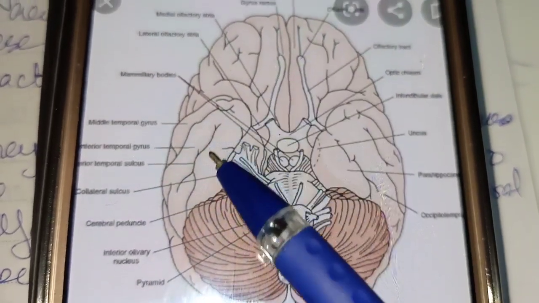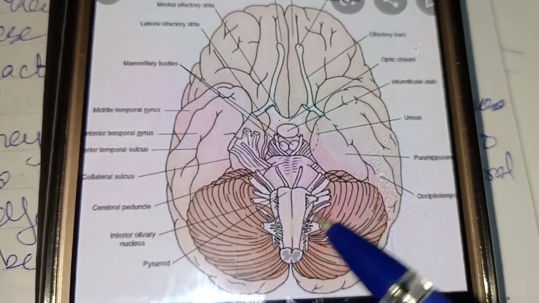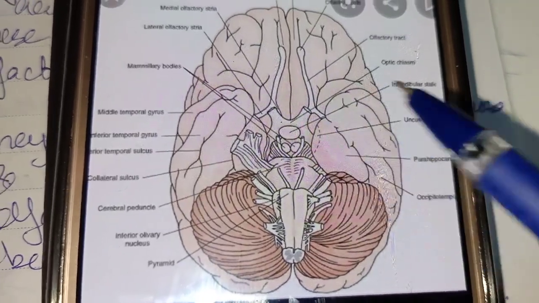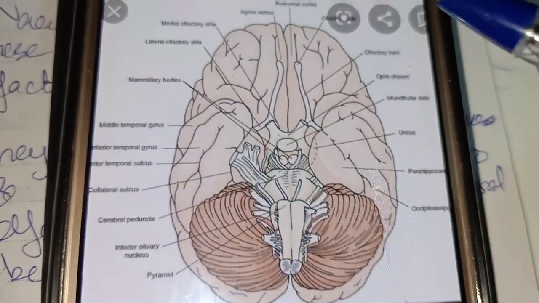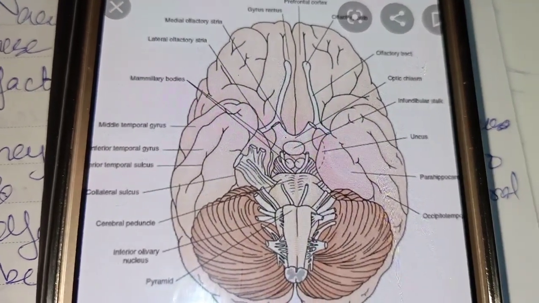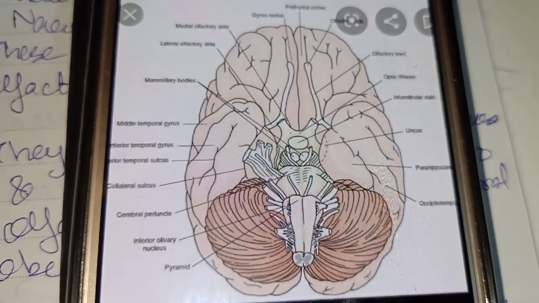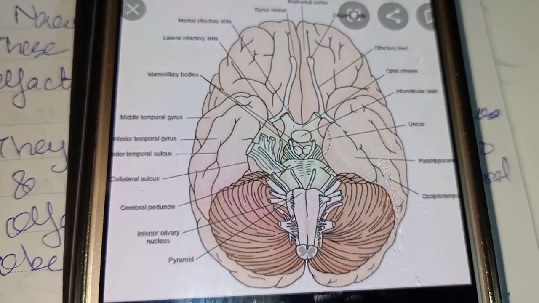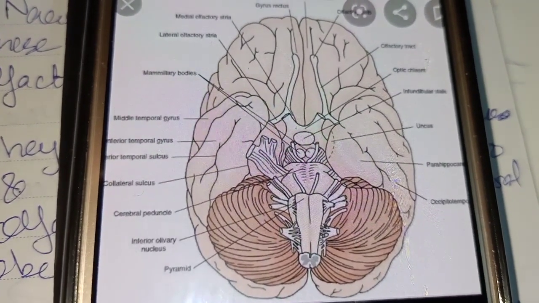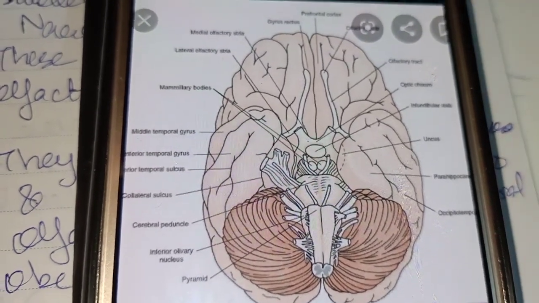This is present on the inferior surface of the forebrain, the lower surface of the forebrain. If you take a brain, the cerebrum, and tilt it completely, you will be able to see the inferior surface. If you make it upside down, that is the inferior surface.